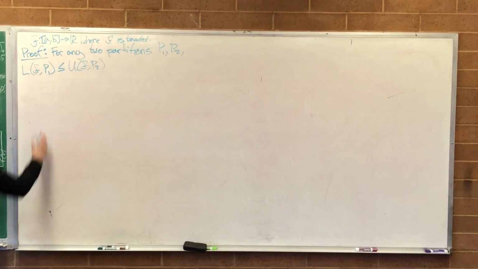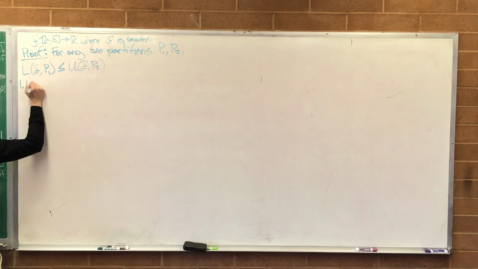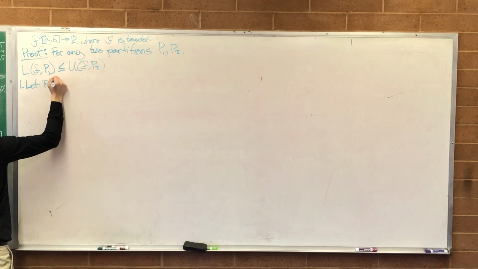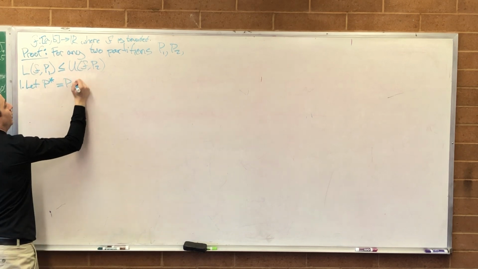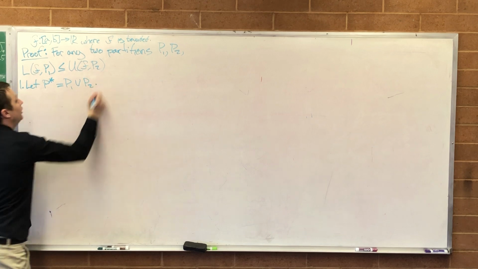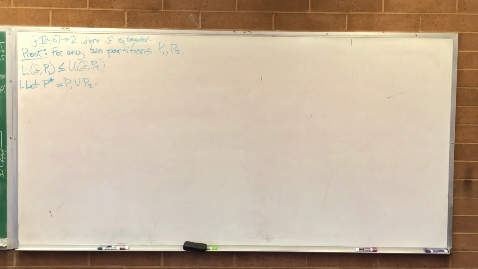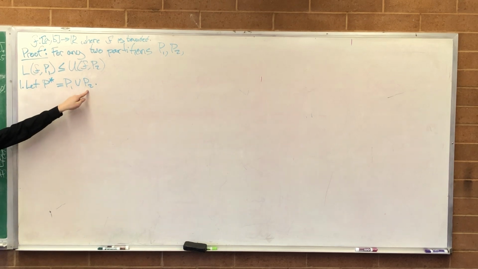Okay. Here's how we prove this. Let P star equal P1 union P2. Notice now P star is a refinement of both of them. It has all the points this one has, and it has all the points this one has.